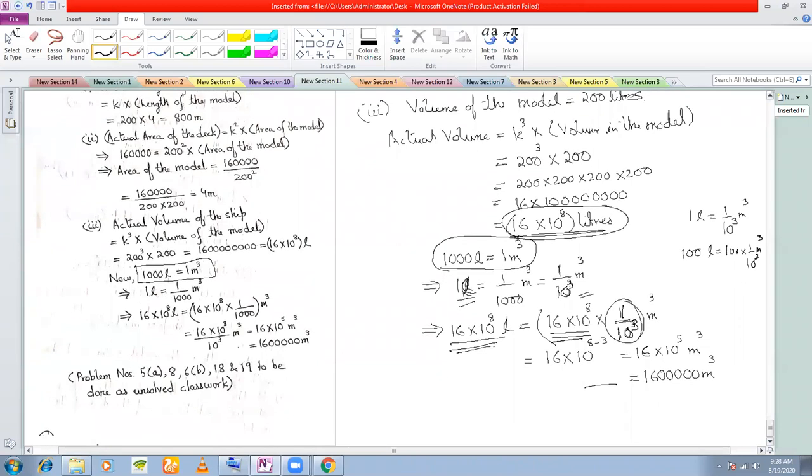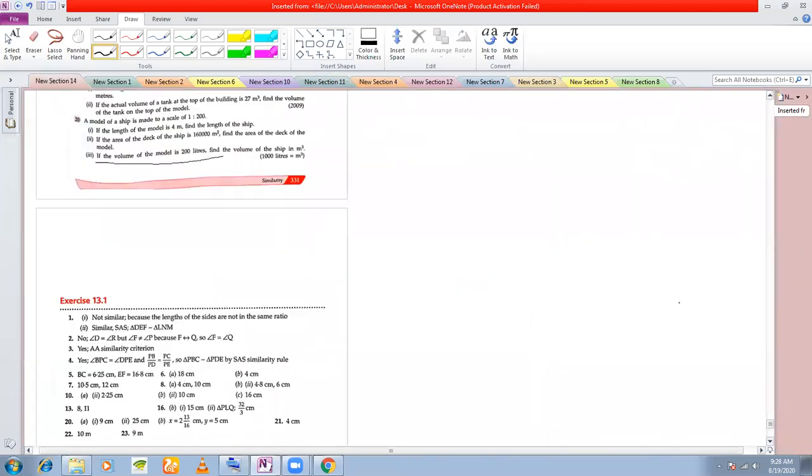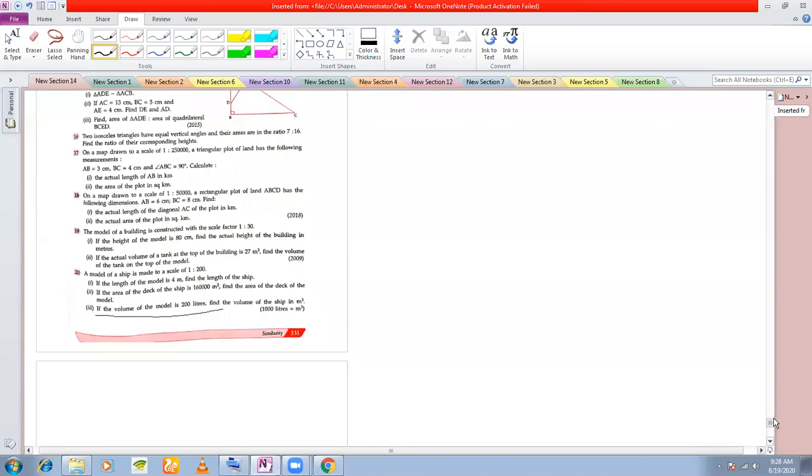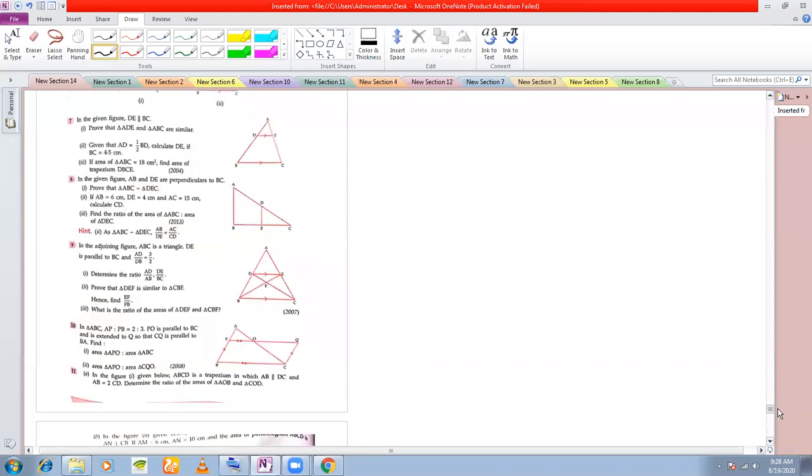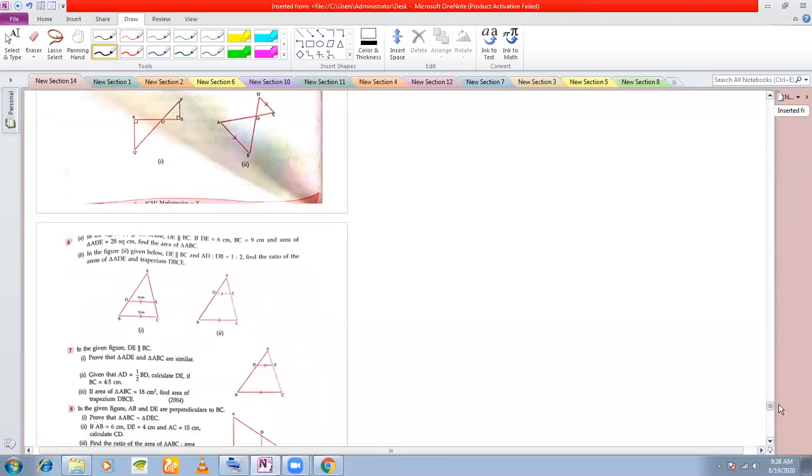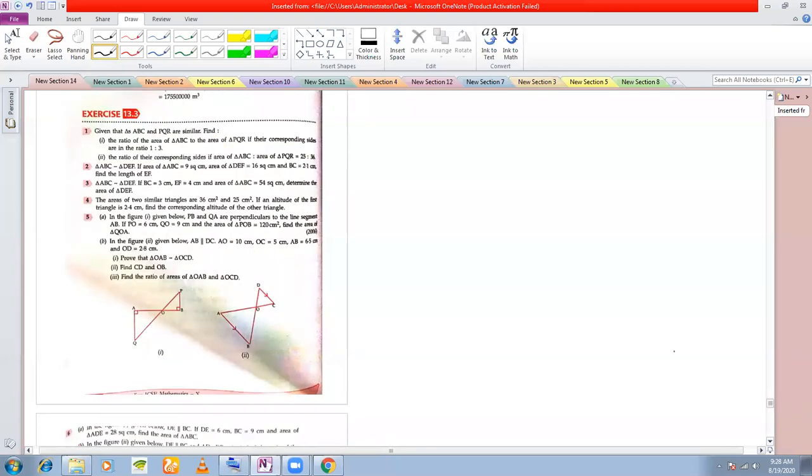Fine. So this is finished. Let us discuss the homework problem. One homework problem I think I have time to discuss: 5A. In this figure, PB and QA are perpendiculars to the line segment AB. Look at this figure. These two lines, AQ and PB, are perpendicular on this line. This is what is given.